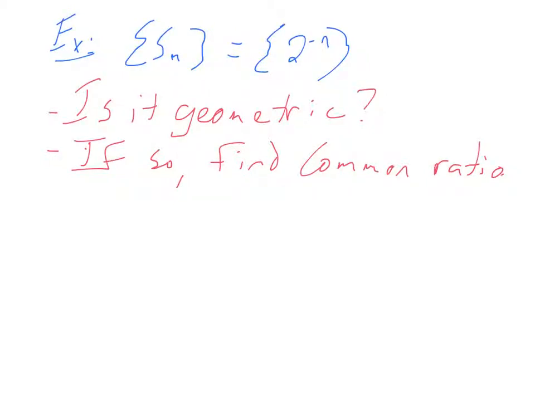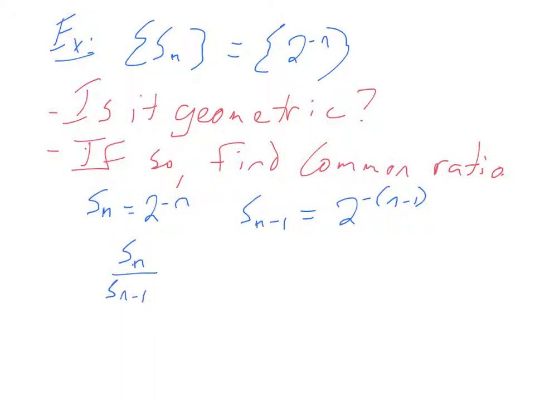All right, so in this case, is it geometric? S sub n is equal to 2 to the negative n. The nth term is 2 to the negative n. The n minus 1th term is going to be equal to 2 to the negative n minus 1, right? If we plug in n minus 1 instead of just n. So let's figure out, is that ratio going to be constant? S sub n divided by S sub n minus 1 is going to be equal to 2 to the negative n over 2 to the negative n minus 1.